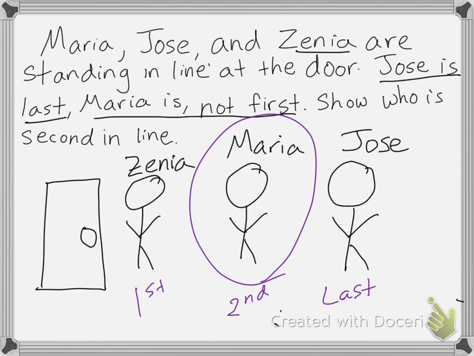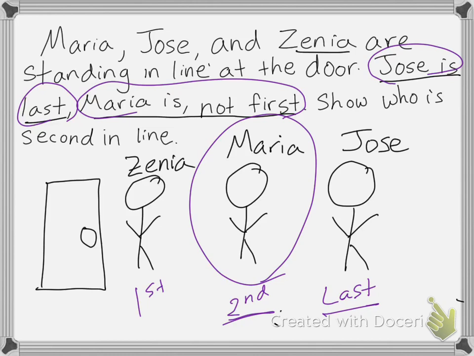Okay, so we always want to double check, make sure we got it right. So we want to look, okay, so it says Jose is last. Do I have Jose last? Yes, I do. Maria is not first. Do I have Maria as not first? Yes, I do. And then I have to have Zania as first in line. So I drew my picture correct, so that means my answer is going to be correct.